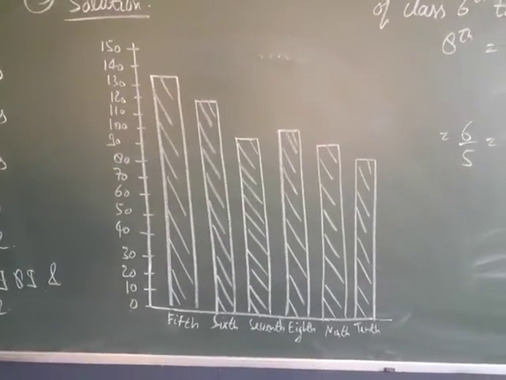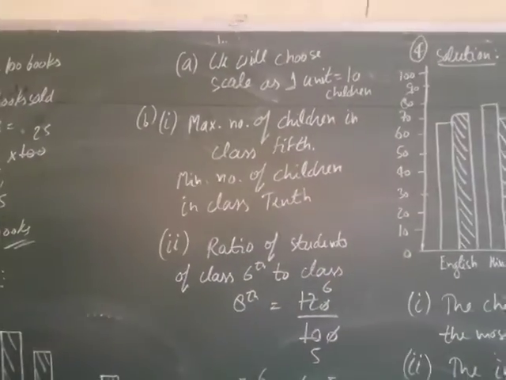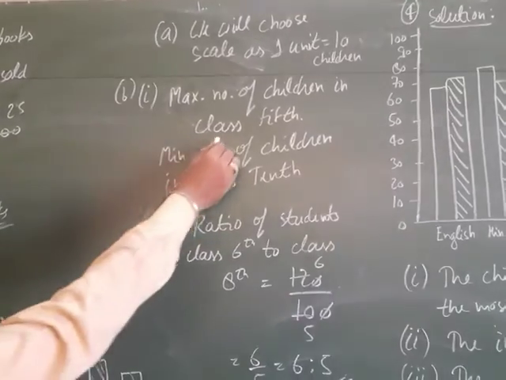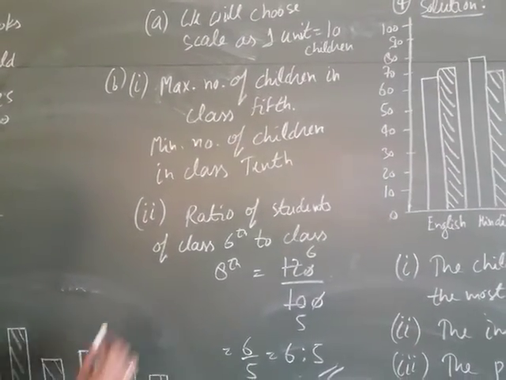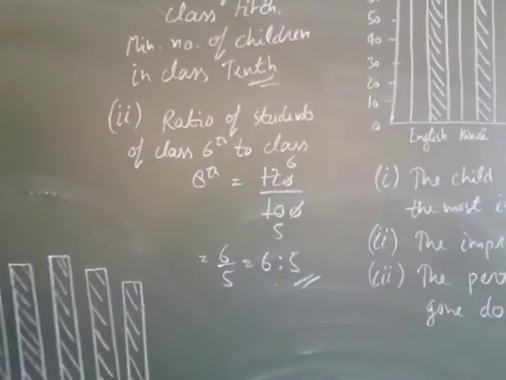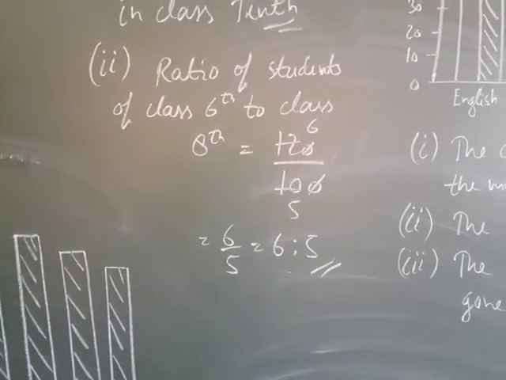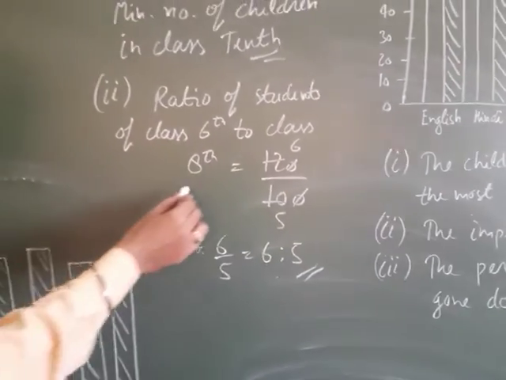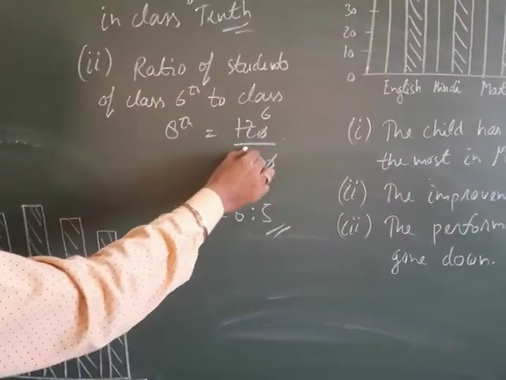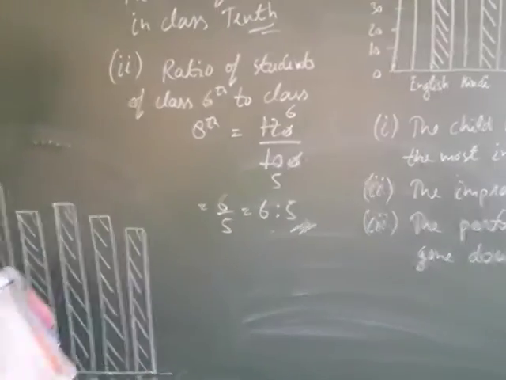In the first part it has been asked which class has the maximum number of children and the minimum number of children. The maximum number of children is in class 5th and the minimum number of children is in class 10th. Then in the second part you have to find the ratio of students of class 6 to the students of class 8. In class 6 there are 120 students, and in class 8 there are 100 students. So 120 upon 100, simplify it, you will get 6:5.